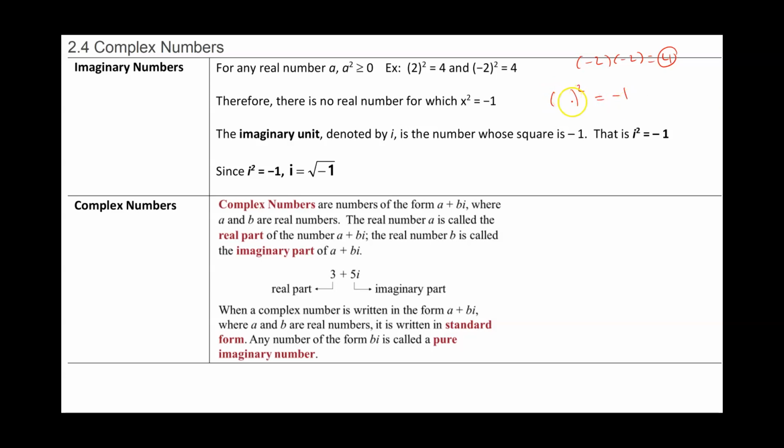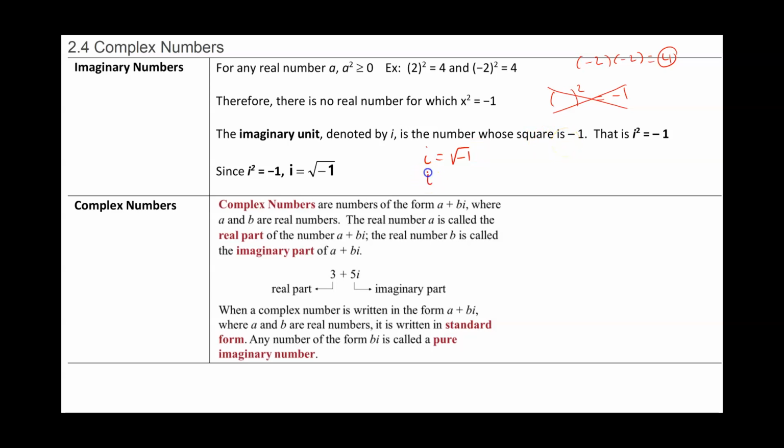Well, we can't, because when you square anything, even a negative number, we will get a positive number in the real number system. So the imaginary unit, denoted by i, is a number whose square equals negative 1. Since this doesn't happen in the real number system, in the imaginary system we say that i is equal to the square root of negative 1. The imaginary unit is a unit whose square is negative 1.